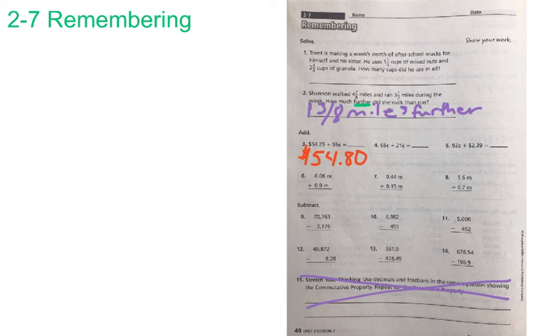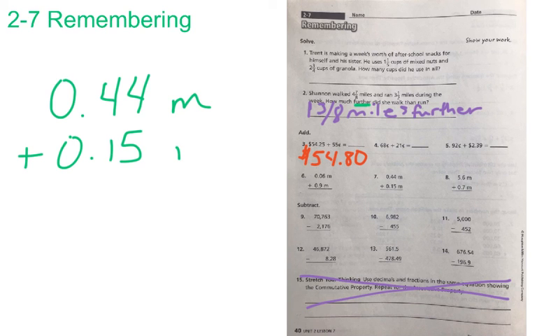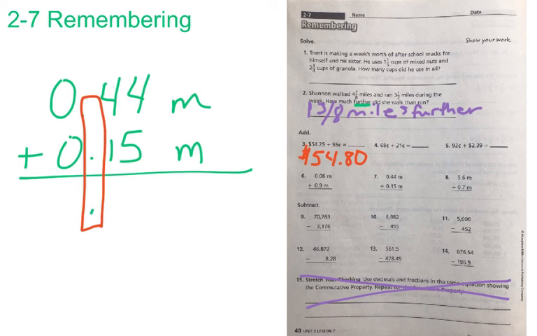So number 7 reads 0 and 44 hundredths meters plus 0 and 15 hundredths meters. And the first thing we do when we have a decimal in an addition and subtraction problem is bring that decimal down. Okay, now we're going to go ahead and bring our label down too, meters. 4 plus 5 is equal to 9. 4 plus 1 is equal to 5, and 0 plus 0 is 0. So we have 0.59 or 59 hundredths meters, and that's going to be your answer for number 7.